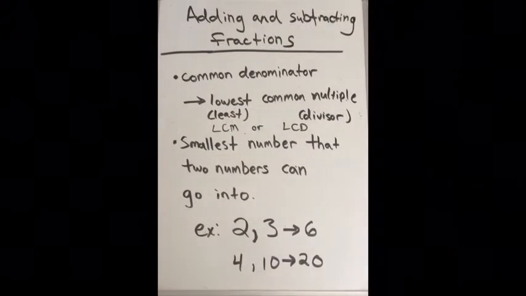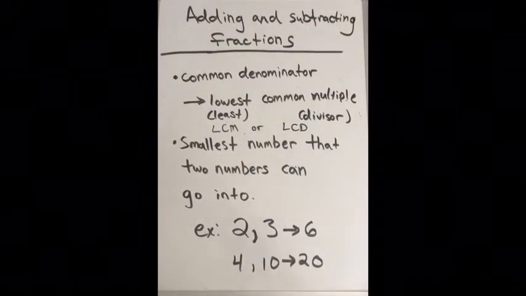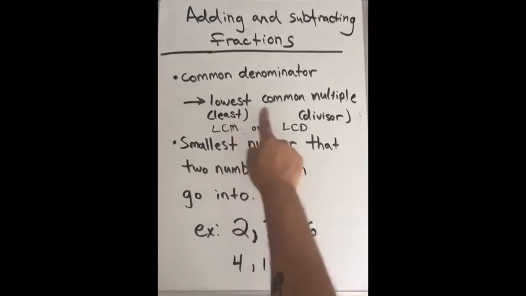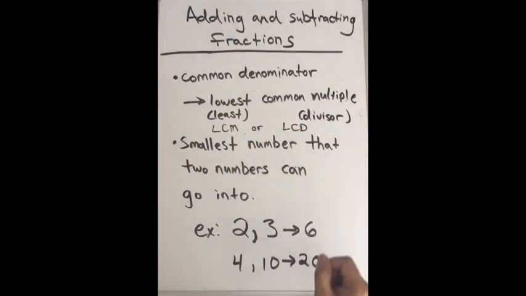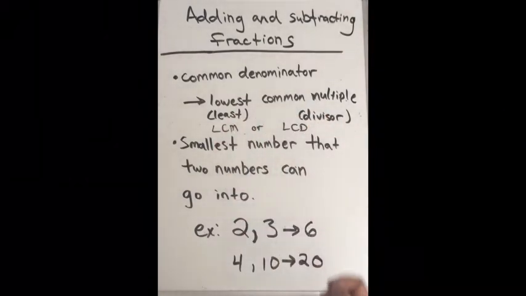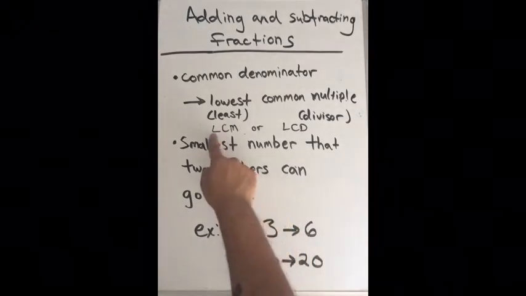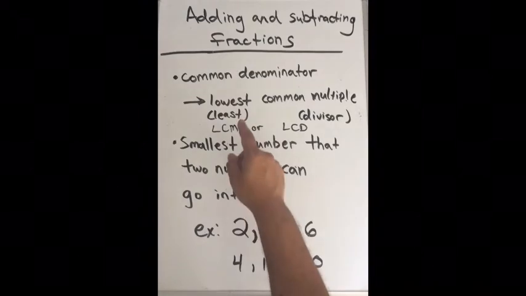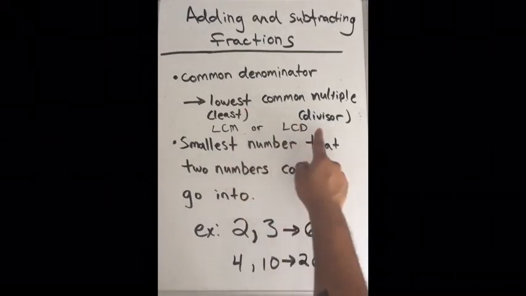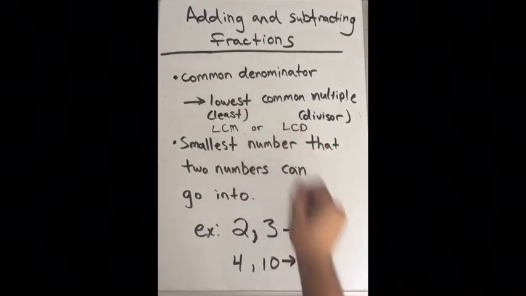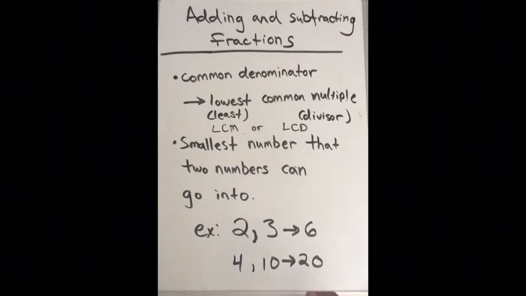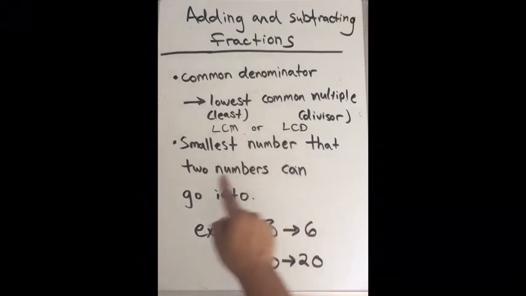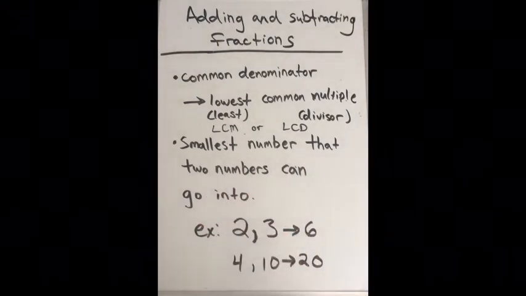The best way you can find a common denominator is by finding something called the lowest common multiple, also known as the least common multiple, and that'll be denoted as LCM. Or it can be called the least common divisor, or the LCD. Now, the LCM or LCD is when you find the smallest number that two numbers can go into.